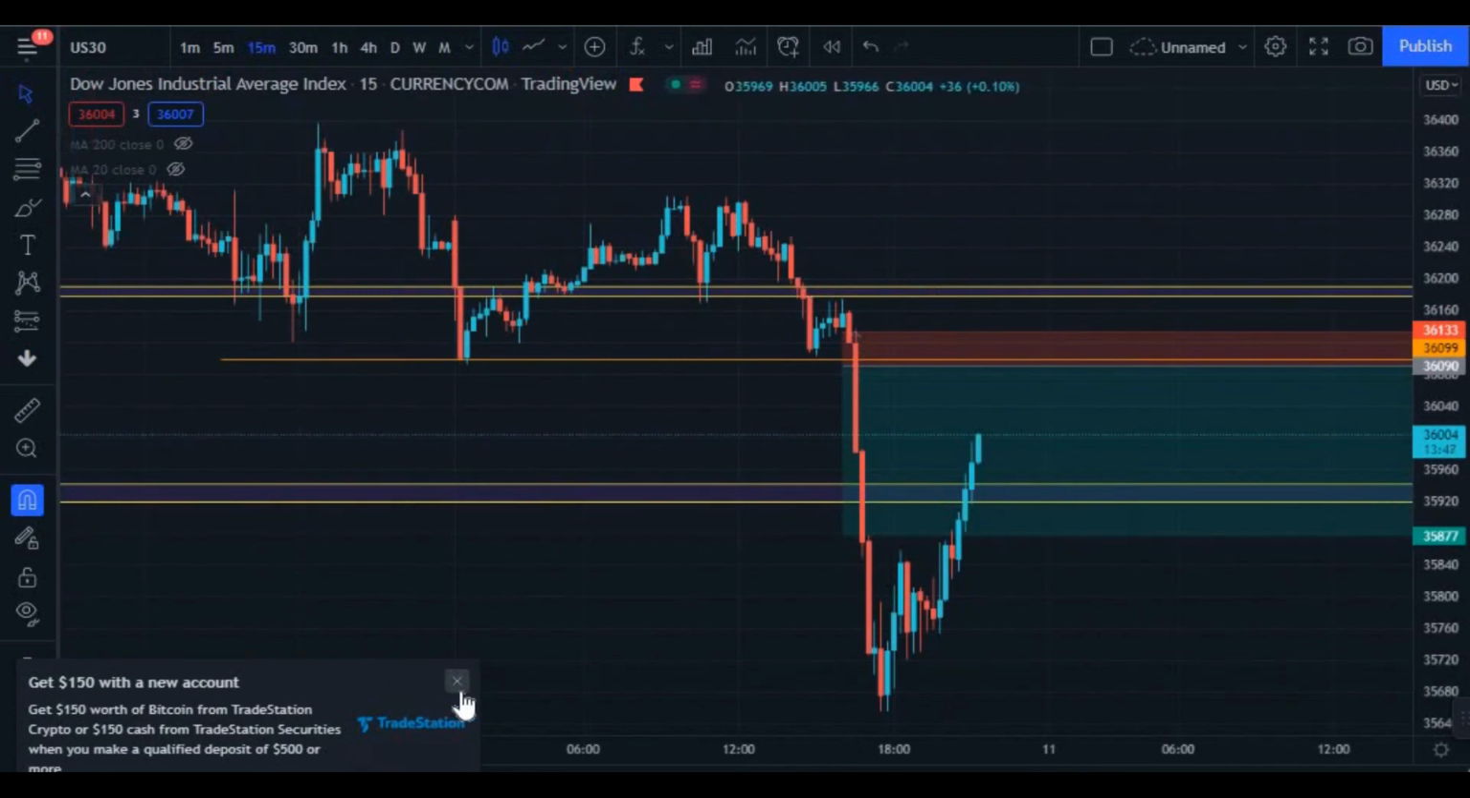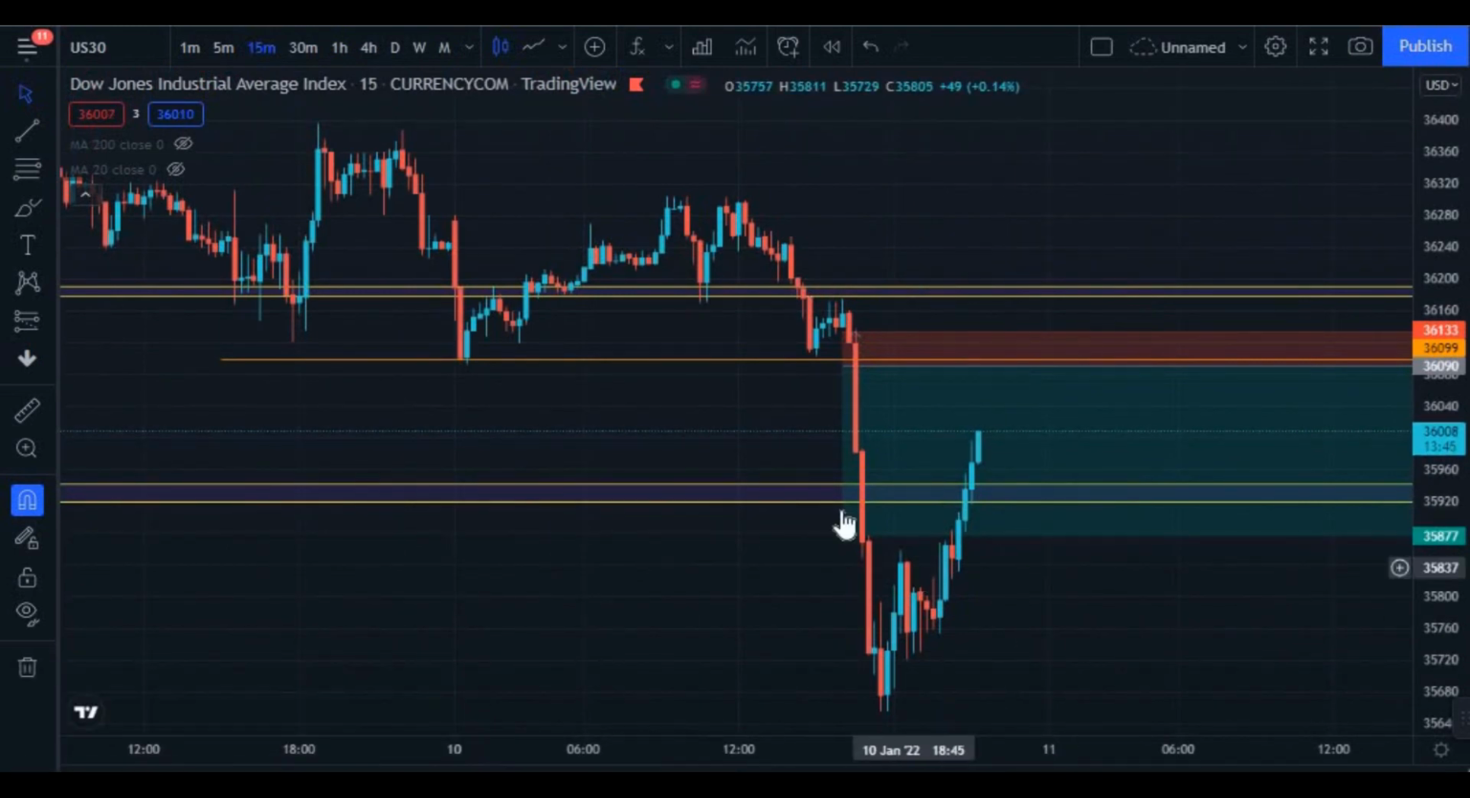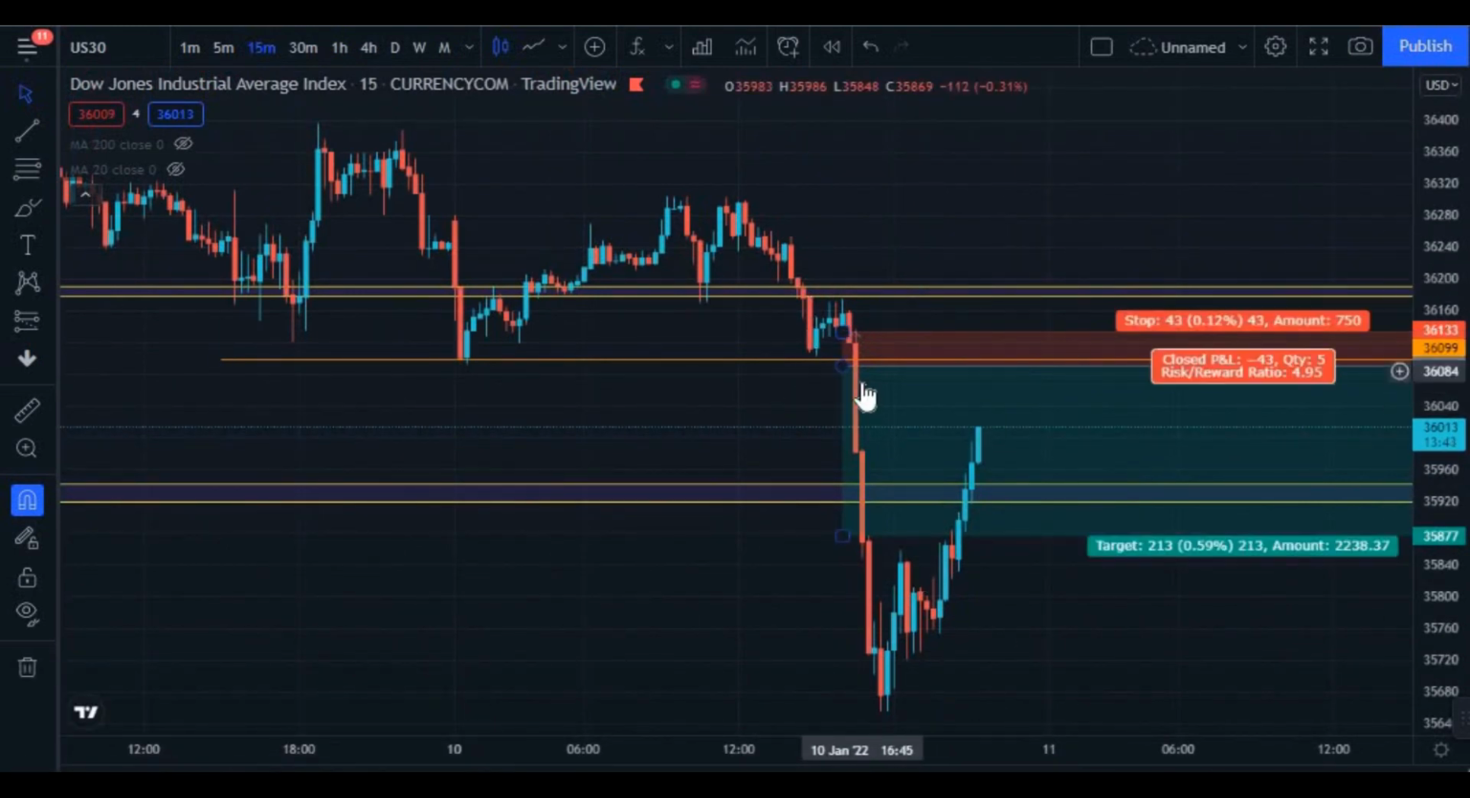Let's go, yeah. So there we got it on our 15 minutes. So the break, the retest, and as you can see, our impulsive entry was there, and as you can see, price just melted out down nicely and smoothly, right?